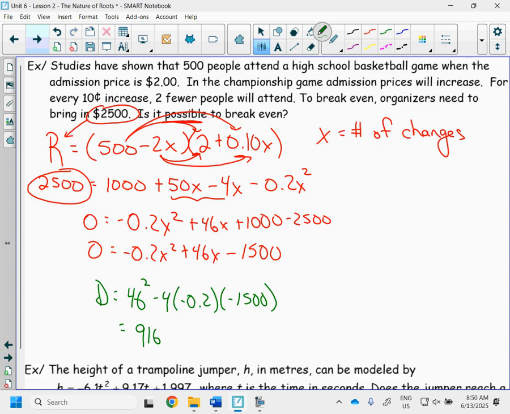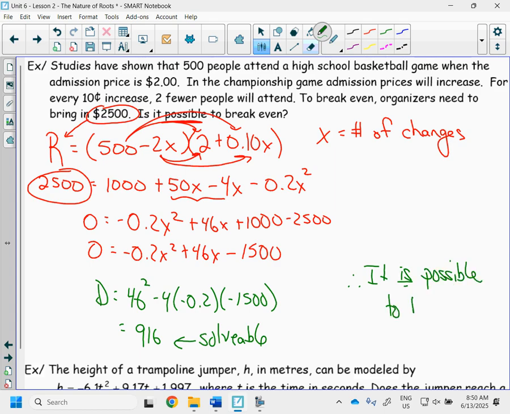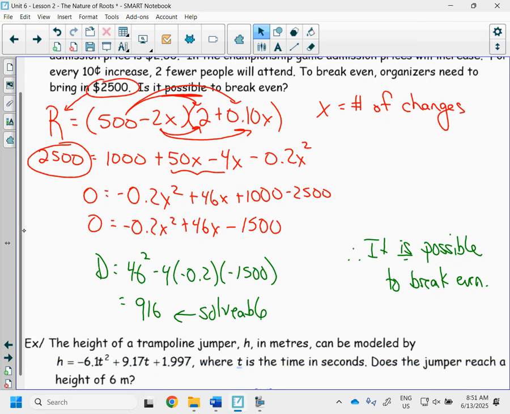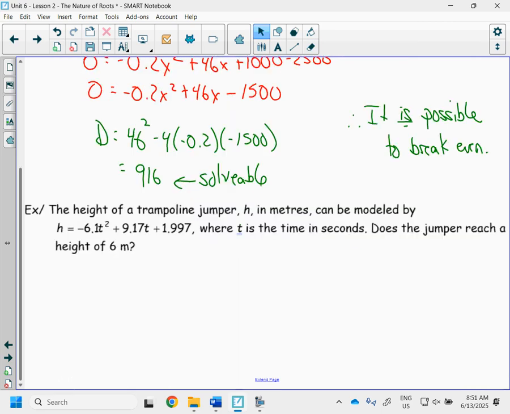So the question is, was it possible to break even? Solvable. So therefore, it is possible to break even. And that's all the question asks us for. It doesn't say what price to charge, doesn't say how many people. It just says, is it possible?